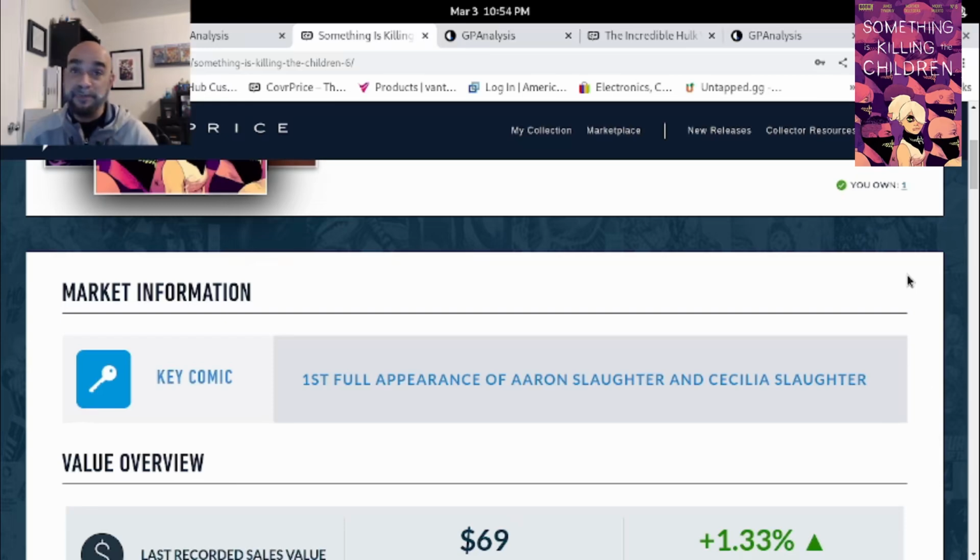So I think all these particular books are going to eventually start climbing. Right now, the hype for these books is at an all-time low. So this is a great jumping-on point if you're looking to make a quick flip or just grab a great modern key, in my opinion.